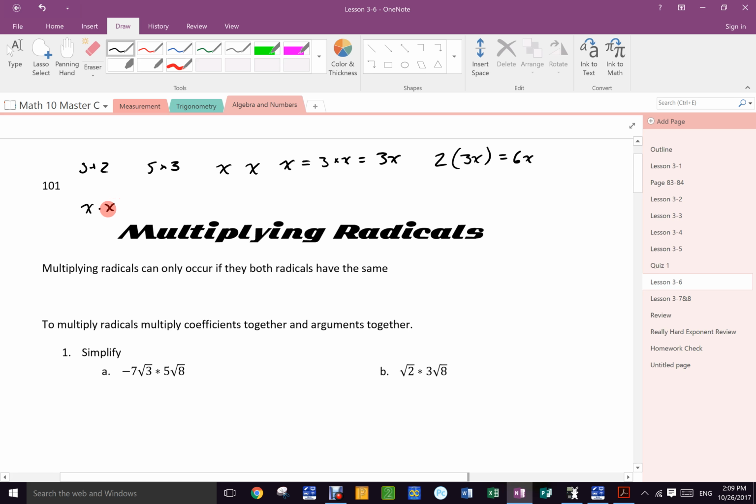X times x to get x squared. And then we went to 2x times 3x to get 6x squared. And then we went to 2x times 3y to get 6xy. And that, ladies and gentlemen, is your long journey to multiplication in grade 10. All of that happened. All of you understood it.